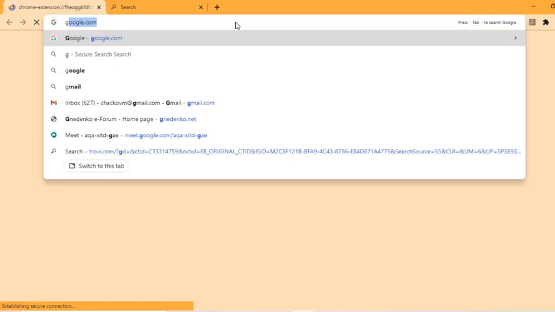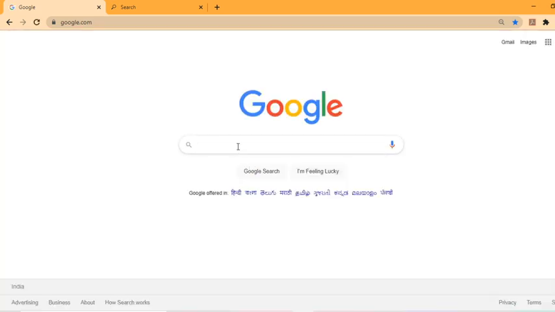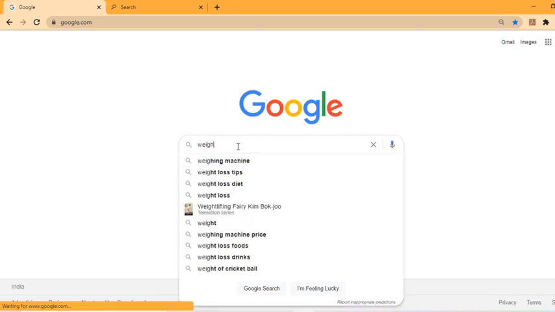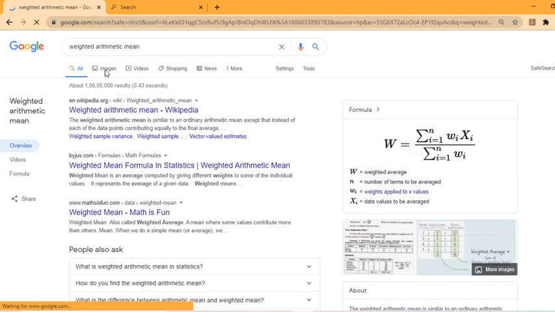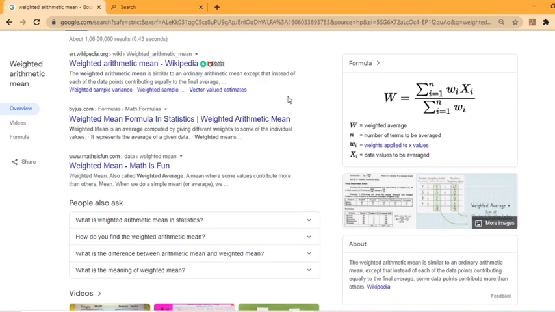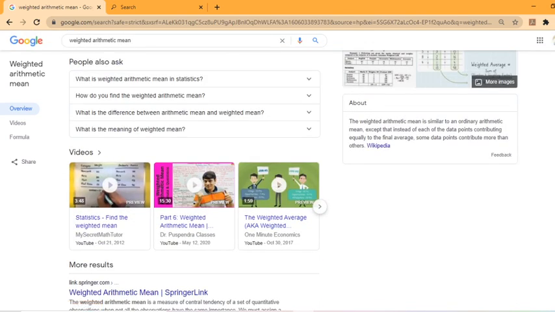Let me look at some documents in Google so that you can use that information also. On Google, you can search for the formulas.